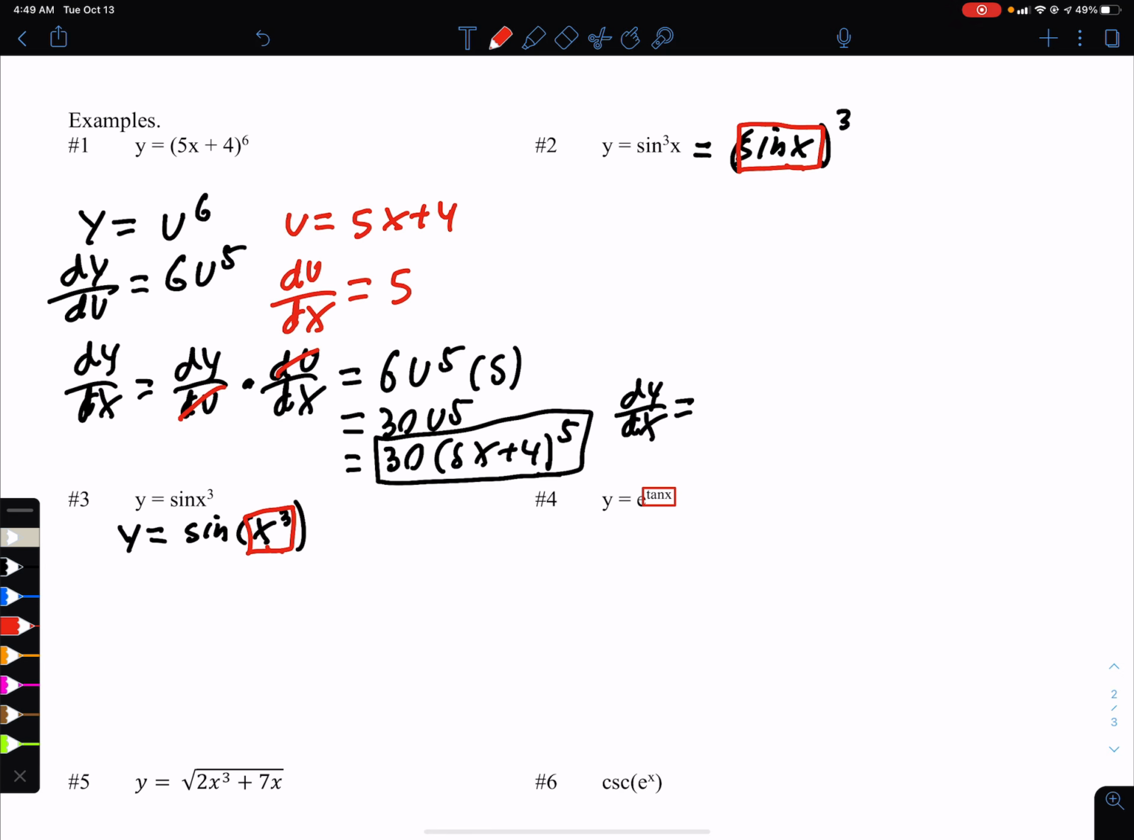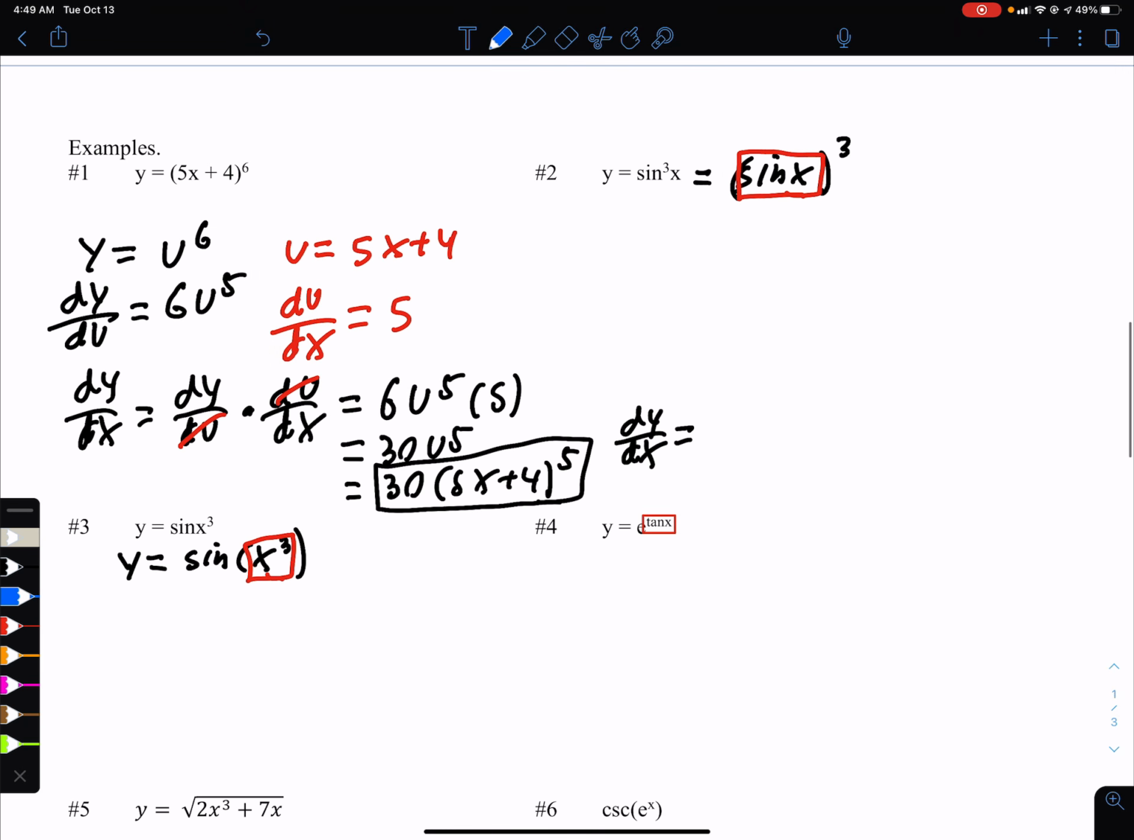Let's keep going. I don't know why it freezes like that. Okay, here we go.